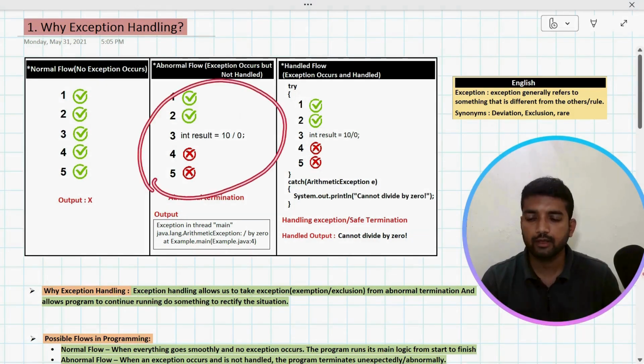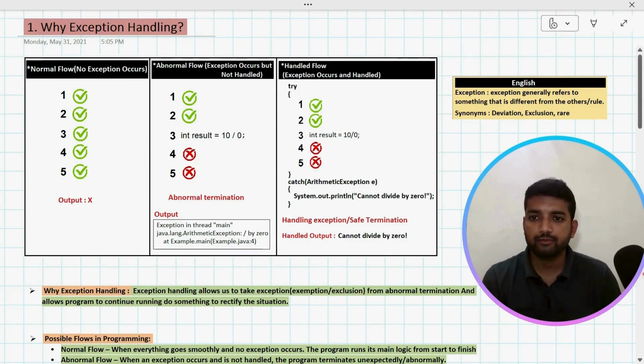So this is abnormal termination, which is not recommended in programming. That is why exception handling comes in here. Before understanding exception handling, let's understand the meaning of exception in English. When you say something is exceptional, it means that it is different from others. For example, 10 people are following one rule, and one person is exceptional from this rule. It means that the rule will not be applied to that one person, or we are excluding this person from that group.